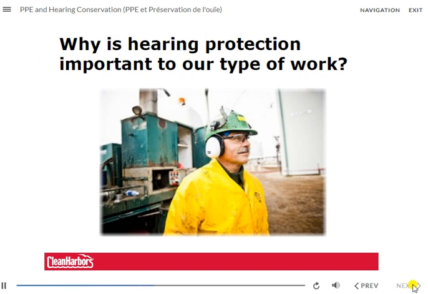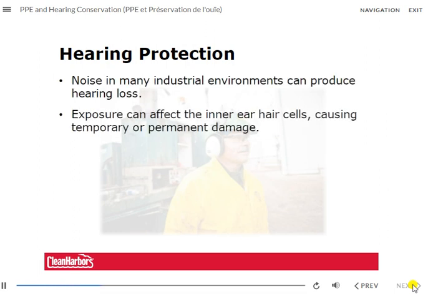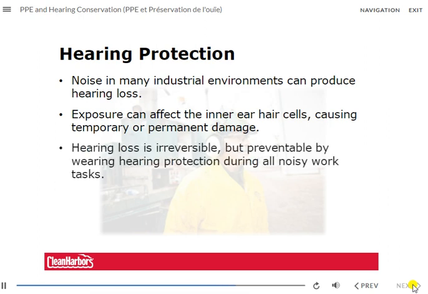So why is hearing protection important to our type of work? Often, we work in very loud environments, and the risk is, over time, noise can result in permanent damage. The good news is, hearing loss is preventable by wearing hearing protection. But conversely, if you don't use your PPE, hearing loss is irreversible.